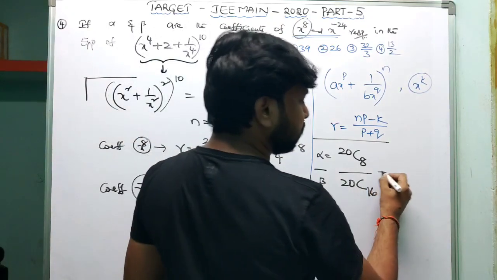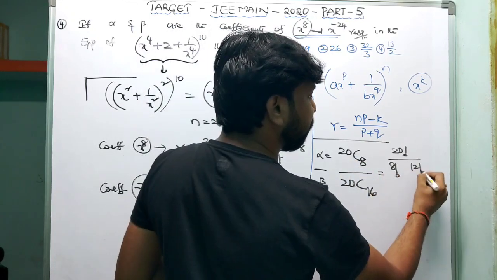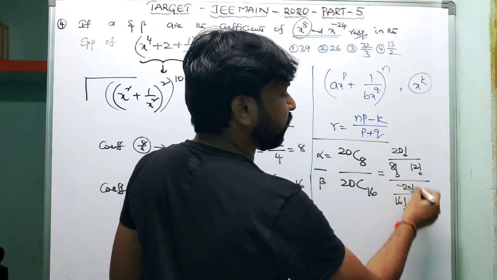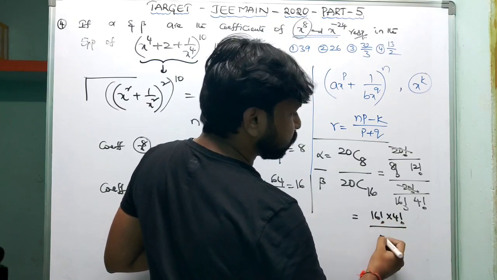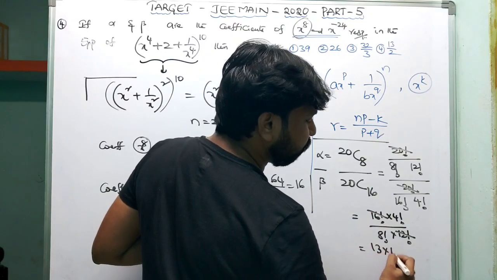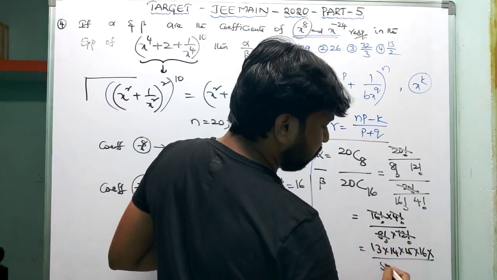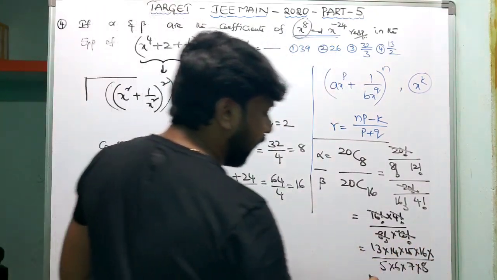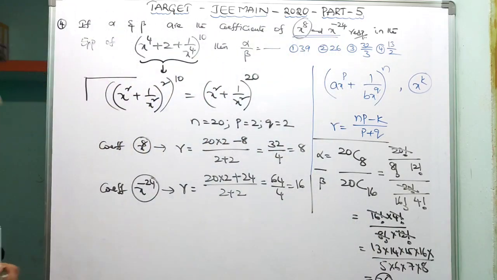Now the simplification is nothing but you are going to write 20 factorial by 8 factorial into 20 minus 8, 12 factorial, whole by 20 factorial by 16 factorial into 20 minus 16, 4 factorial. 20 factorial will be cancelled. Simplification, you are going to get 16 factorial into 4 factorial by 8 factorial into 12 factorial. This can be written, this will be cancelled. How much remaining? 13 into 14 into 15 into 16 remaining, into 4 factorial will be cancelled, means this is remaining 5 into 6 into 7 into 8. So if you cancel and simplify, you are going to get the answer as 26, you will get the answer, sir. So which option is correct? The second option.